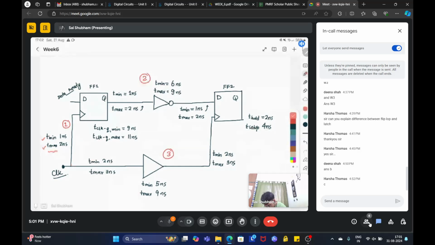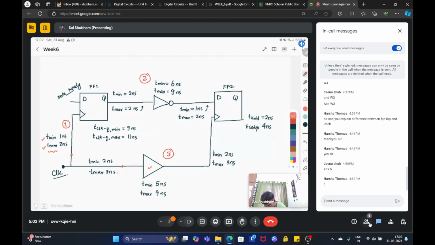Now you know that for the clock signal to pass through this wire, there is a t minimum of 1 nanosecond and t maximum of 2 nanoseconds. So it won't take more than 2 nanoseconds, but anyway it will take 1 nanosecond to reach the signal. Similarly, you have t min over this wire, 2 nanoseconds and 3 nanoseconds. There is a buffer. This buffer will also take some time to process. So here you can see all the different parameters.